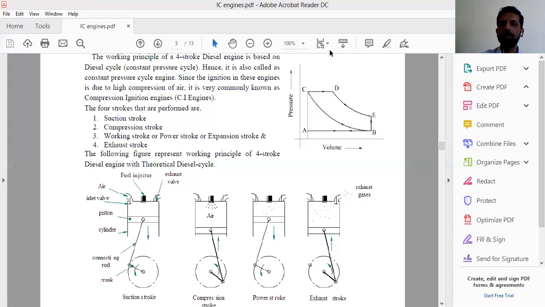That is, how does the two-stroke petrol engine work? Let us see that. Okay. So let us see that.